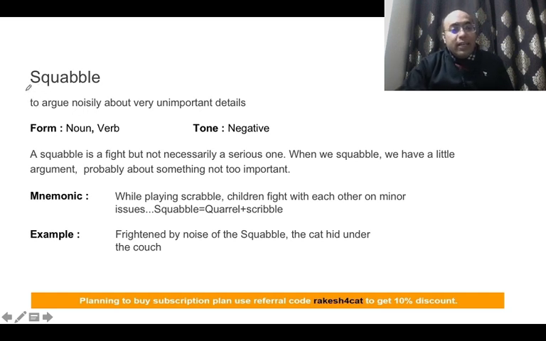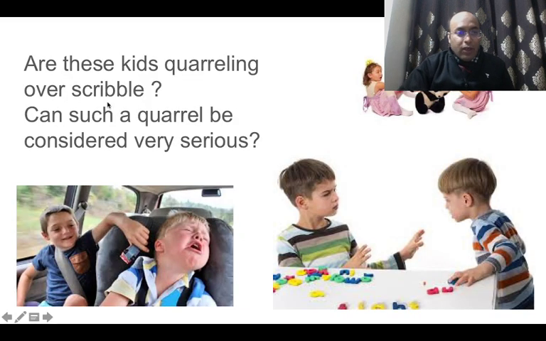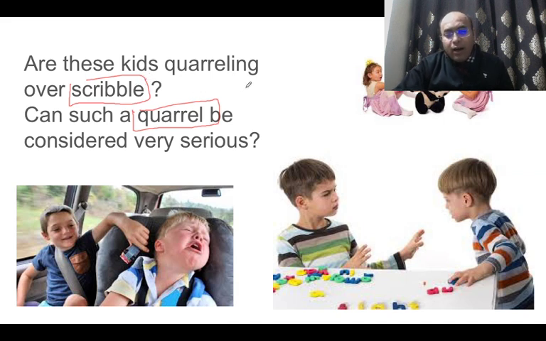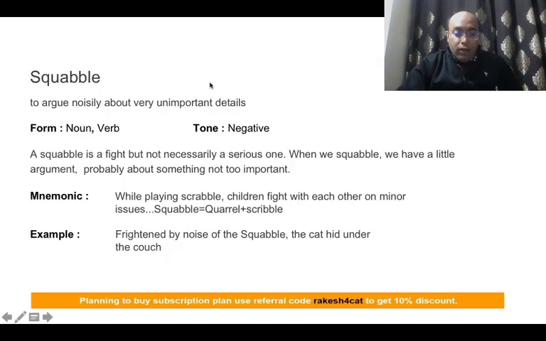It says squabble is to argue noisily. So we were doing this from this scribble and quarrel, or just from scribble. You can remember this word squabble, SQUABBLE. So it is to argue noisily about very unimportant details.